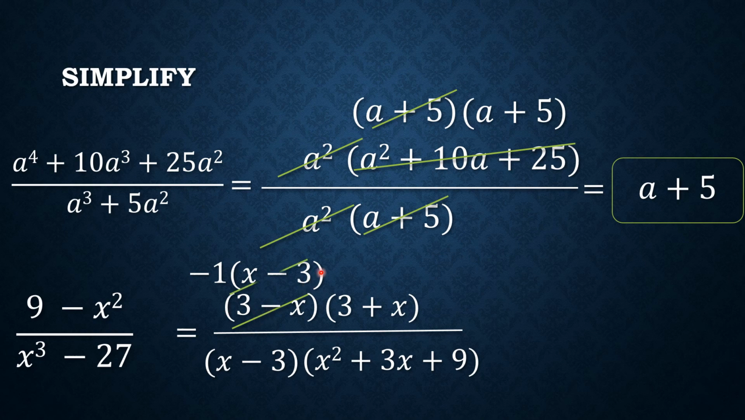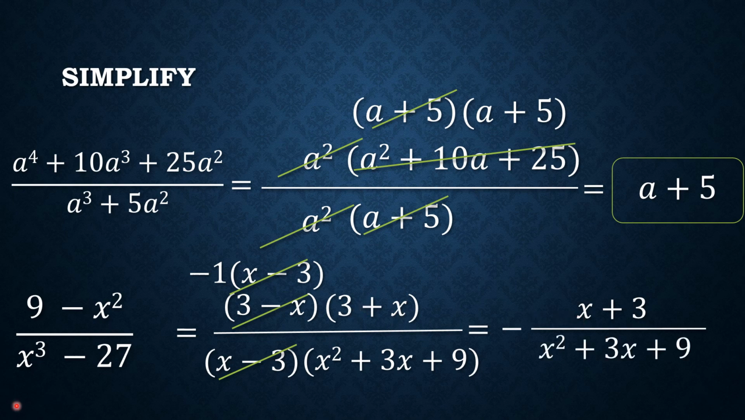Now, we can cancel x minus 3 and x minus 3. And wala na tayong makakancel pa. So, yung negative 1 natin, lagi natin dito yung negative sa gitna. We have x plus 3 by commutative property. 3 plus x is the same as x plus 3 all over x squared plus 3x plus 9.